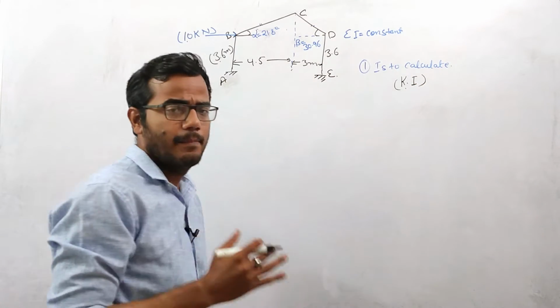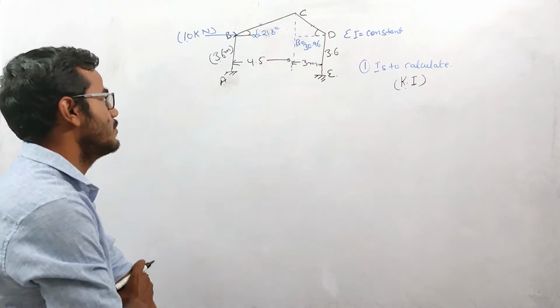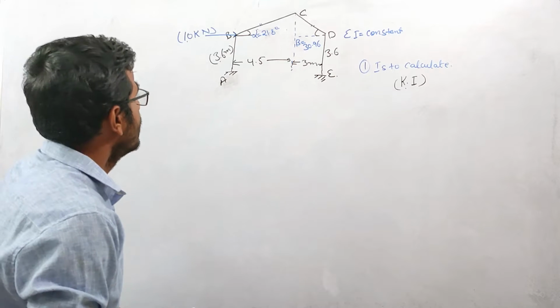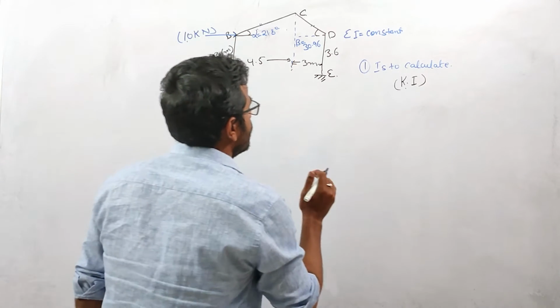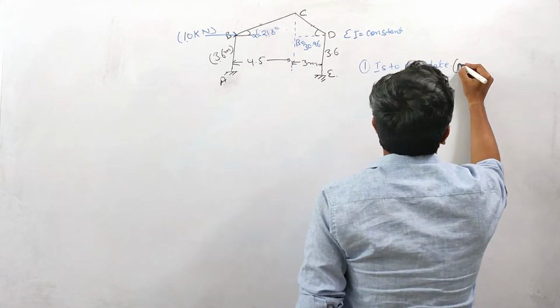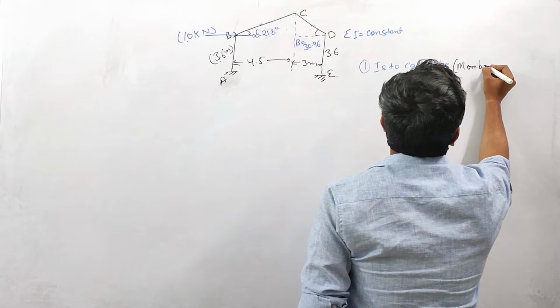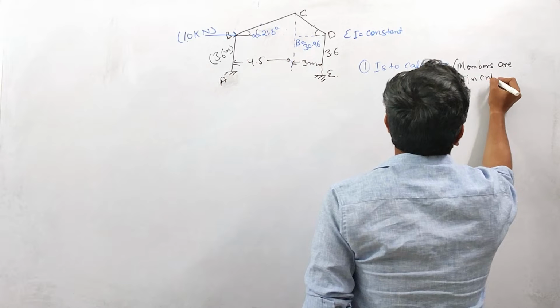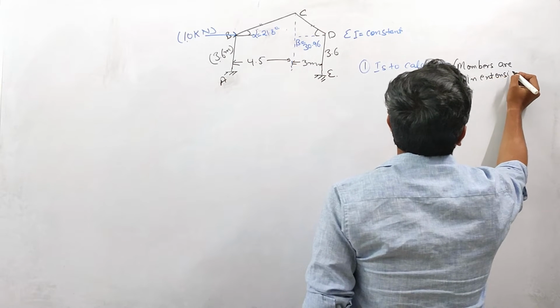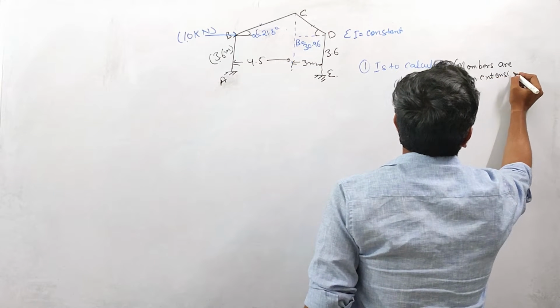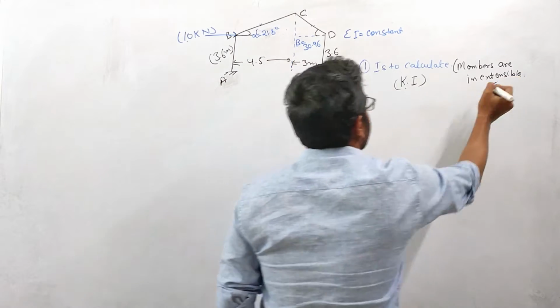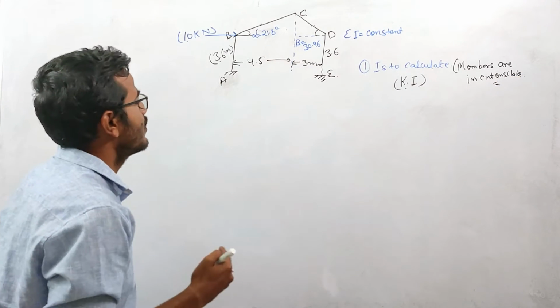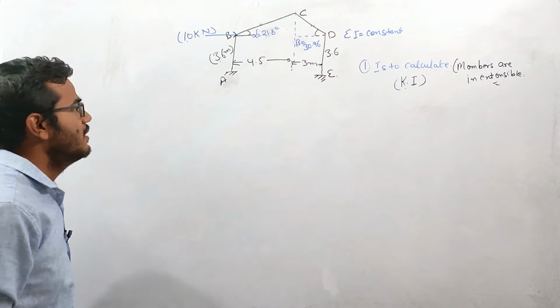This is the most important part in this gable frame structure. Now, we are assuming that members are inextensible. Members are inextensible, which means that along the member we are not allowing any deformations, right?